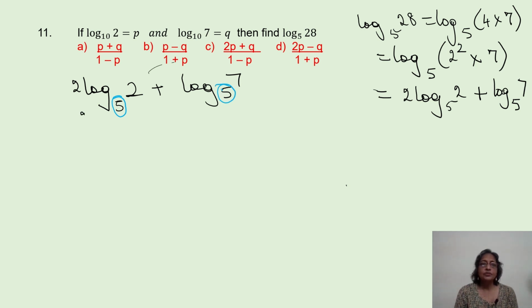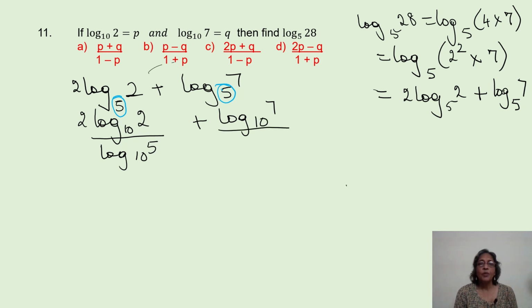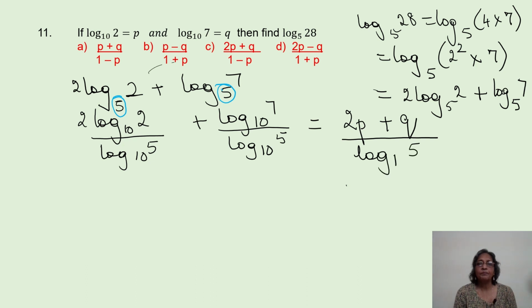I'm going to use my laws here. This I will make it as 2 log 2 to the base 10 upon log of 5 to the base 10 plus log of 7 to the base 10 upon log of 5 to the base 10. So if you look at your numerators, they are the values which you already know. So this becomes 2p plus q. The denominators are the same. That is log of 5 to the base 10. Now log of 5 to the base 10 we don't know.